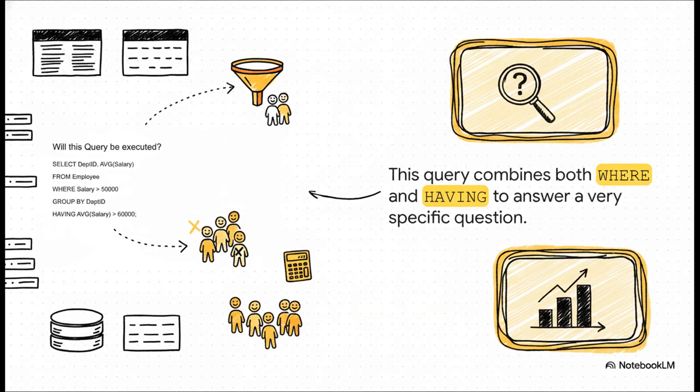And here we can see them working together in harmony to answer a very specific question. Let's break down the logic here, step by step. First, the WHERE salary > 50,000 clause runs, and it kicks out any individual employee who makes less than that. Second, from that smaller pool of employees, the GROUP BY dept ID clause creates our department buckets. Third, the average salary gets calculated for each of those buckets. And finally, the HAVING AVG(salary) > 60,000 clause looks at those final results and throws out any entire department whose average doesn't meet that final threshold.